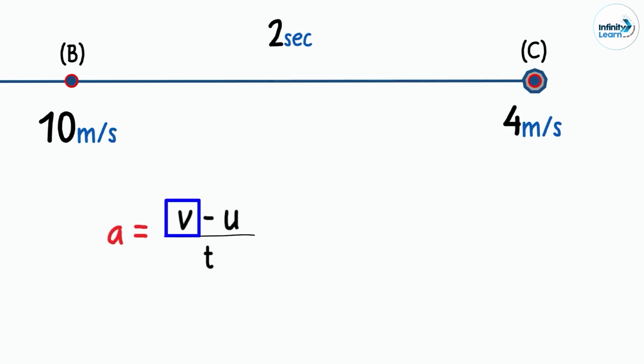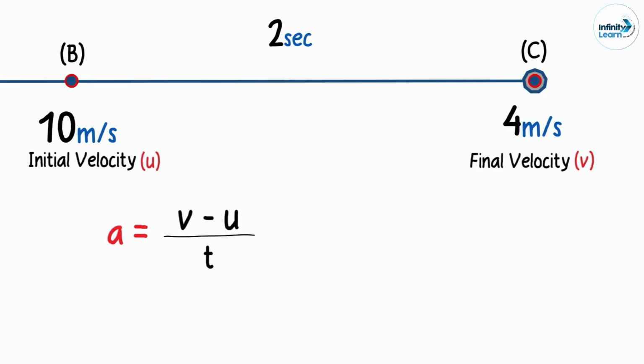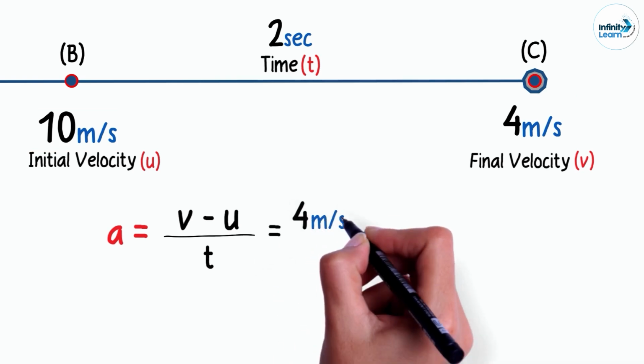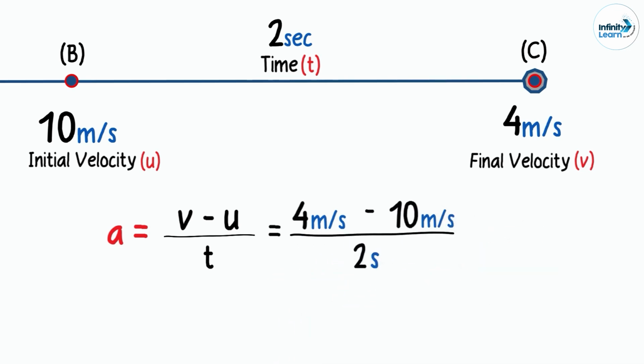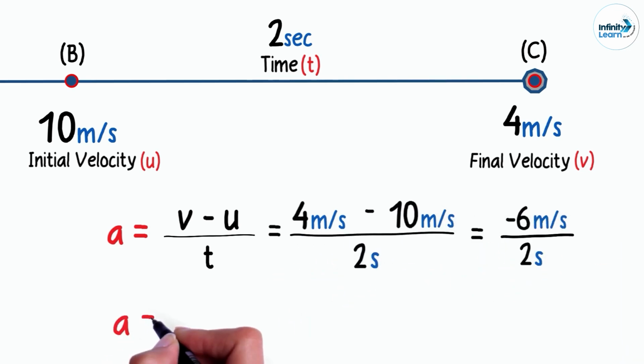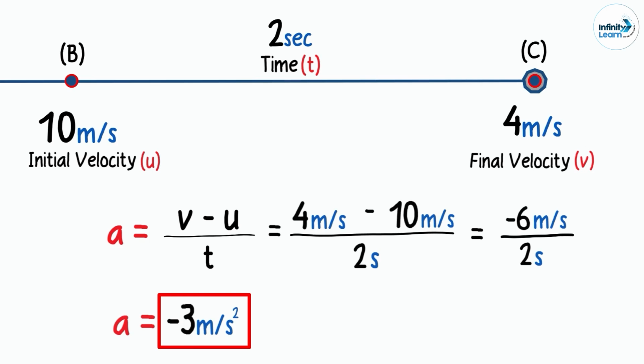Final velocity v minus the initial velocity u over the time taken. In this case, the final velocity is 4 meters per second, the initial velocity is 10 meters per second, and the time taken to reach C from B is 2 seconds. So the acceleration here will be 4 meters per second minus 10 meters per second over 2 seconds. Negative 6 over 2 will give us negative 3 meters per second squared as the acceleration. There you go. Negative acceleration is possible.